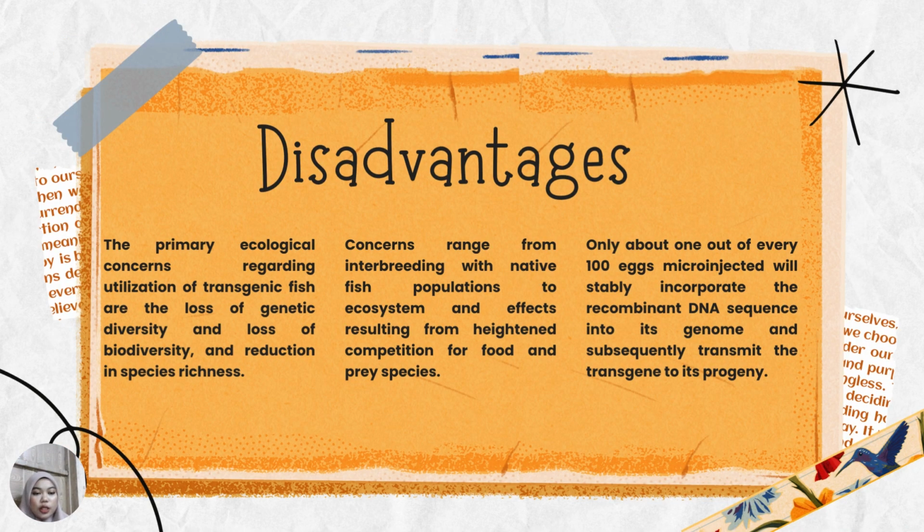For the disadvantages, the primary ecological concerns regarding utilization of transgenic fish are the loss of genetic diversity, loss of biodiversity, and reduction in species richness. Number two, concerns range from interbreeding with native fish populations to ecosystem effects resulting from heterogeneous competition for food and prey species. And the third is that only about 1 out of every 100 eggs microinjected will stably incorporate the recombinant DNA sequence into its genome and subsequently transmit the transgene to its progeny.